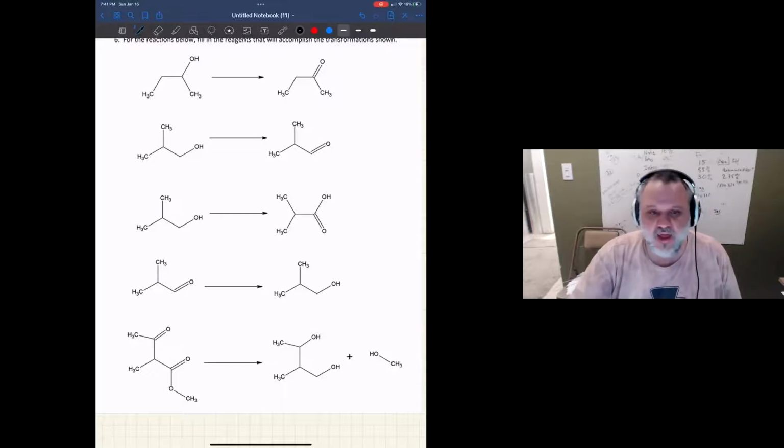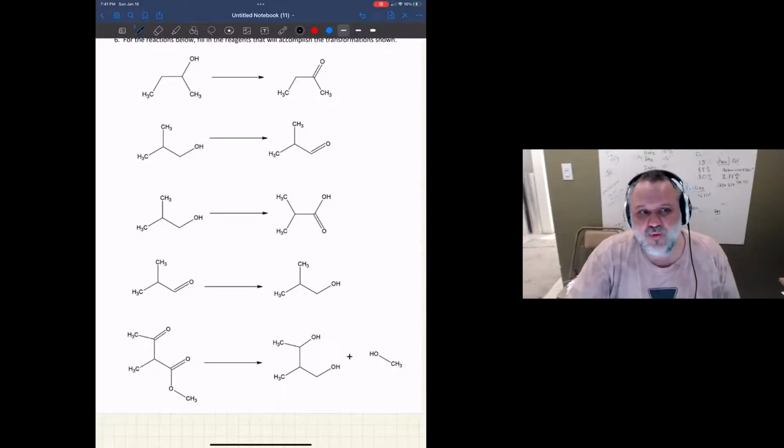The weaker reducing agent is sodium borohydride. It will reduce a carbonyl, but it won't reduce a carboxylic acid, and it won't reduce an ester. Lithium aluminum hydride, however, will reduce everything, and that's just kind of what we need to remember.